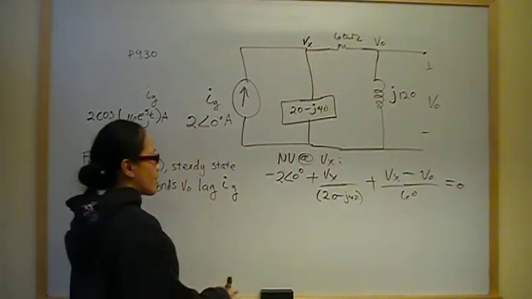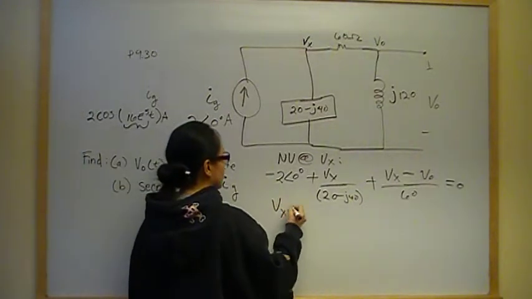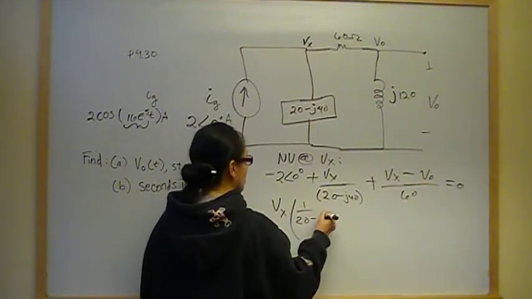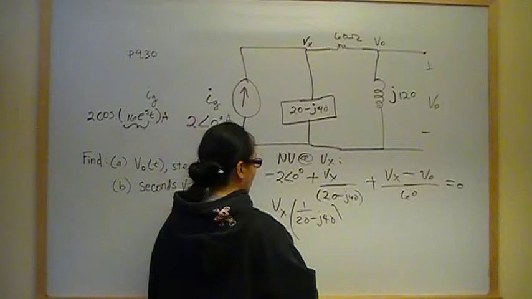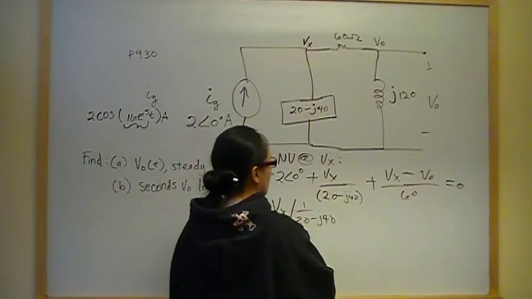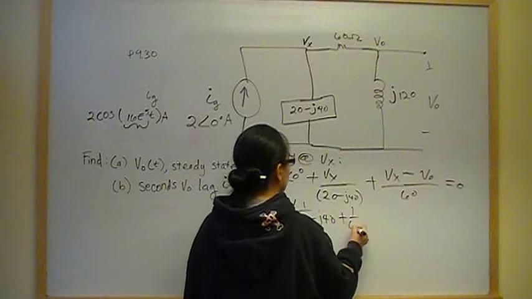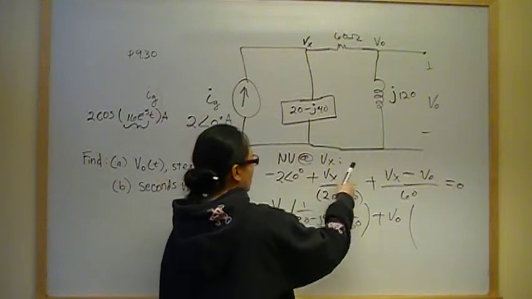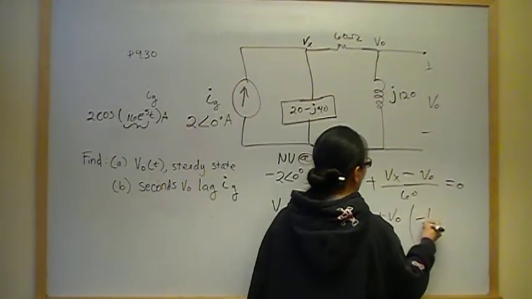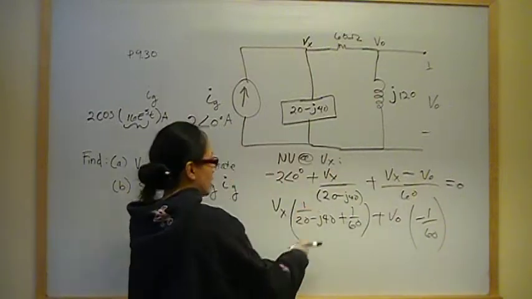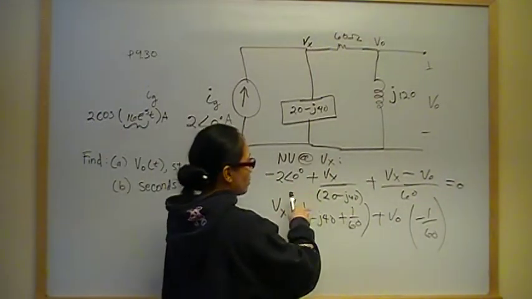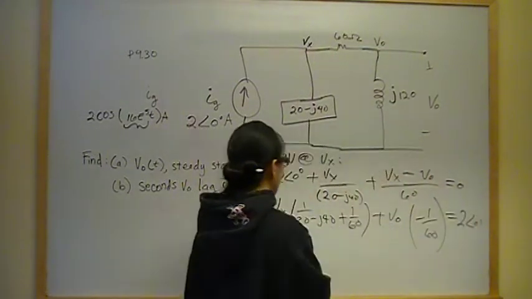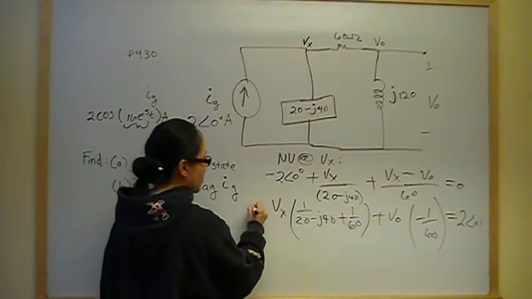Let's group our variables together and put constants on the other side. Vx has 1 over 20 minus J40, and it also has 1 over 60, plus 1 over 60. That's one equation. Plus V naught. V naught only has this, negative 1 over 60. Constants on the other side: the only constant I have is minus 2 angle 0. It's going to become positive 2 angle 0 over here. This is equation number 1 out of 2.